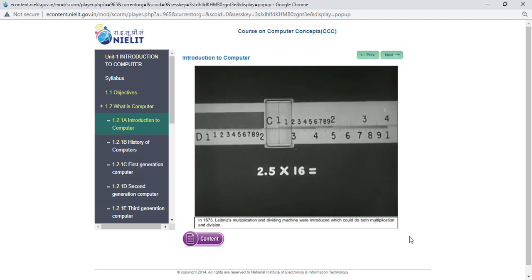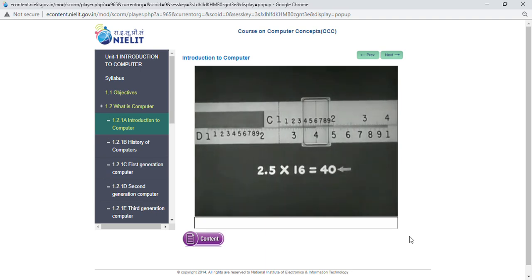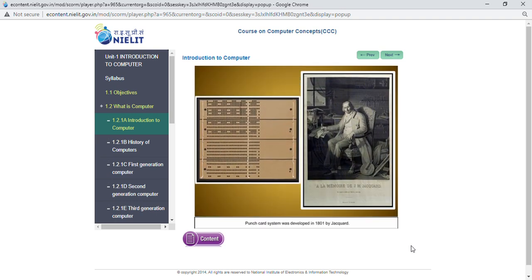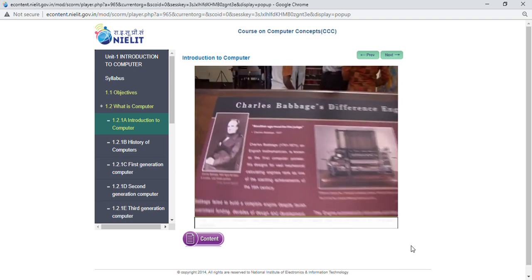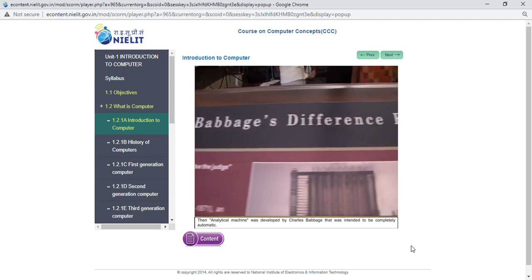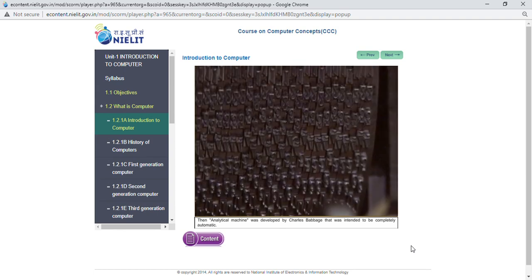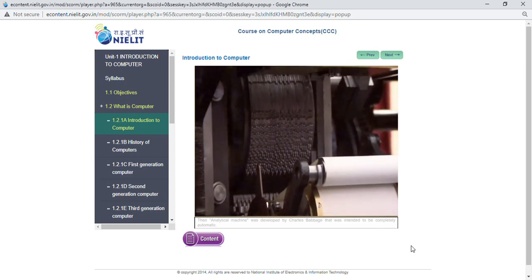In 1673, Leibniz's multiplication and dividing machine was introduced, which could do both multiplication and division. The punched card system was developed in 1801 by Jacquard. Then, the analytical machine was developed by Charles Babbage, which was intended to be completely automatic.